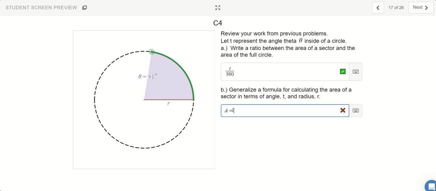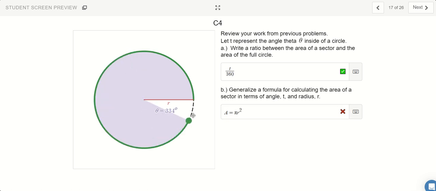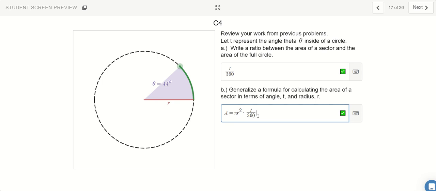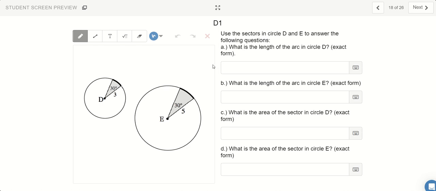And the formula, normally area would be pi r squared. But we don't want the entire circle. This whole thing would be pi r squared. If we want just a section of it, we're going to multiply that by this fraction. So that would be our formula for a section of the entire circle. So now that we know that, let's go and answer some questions.